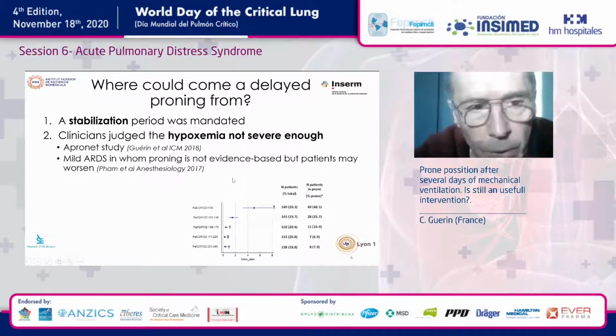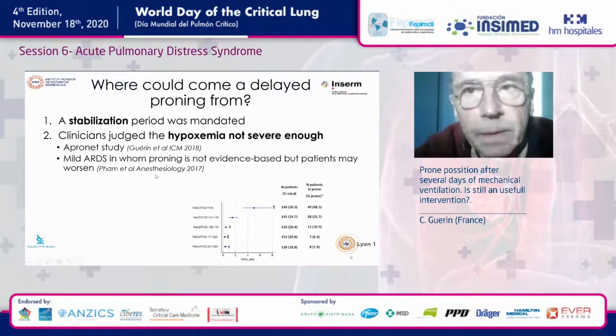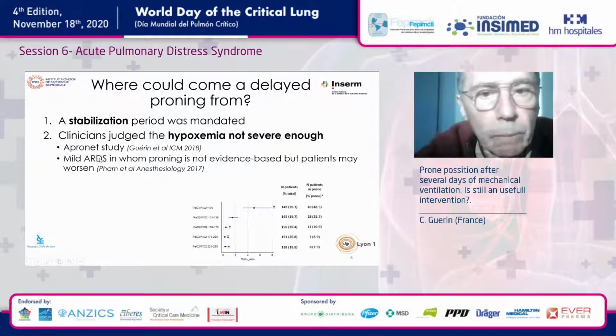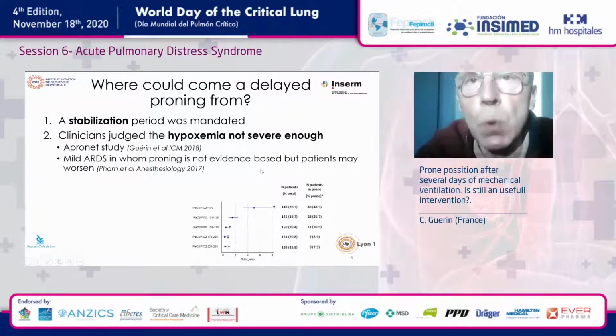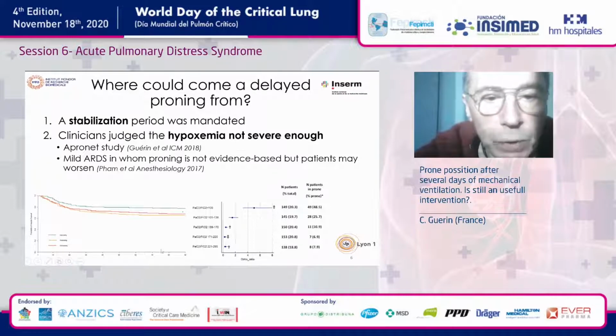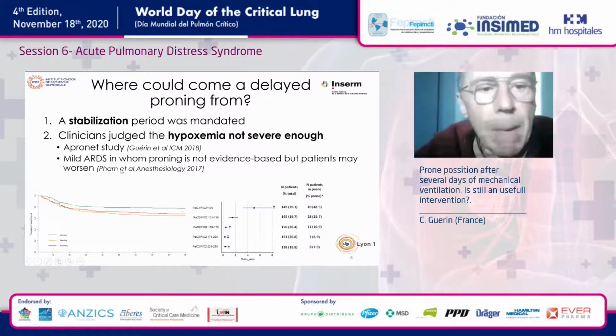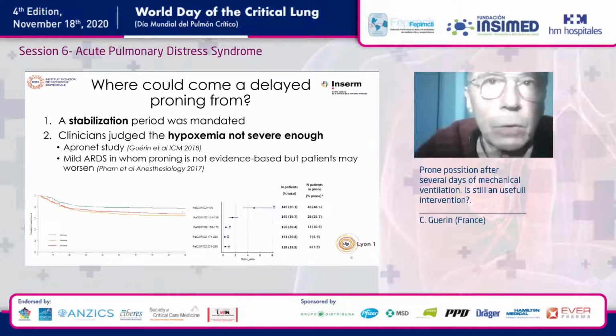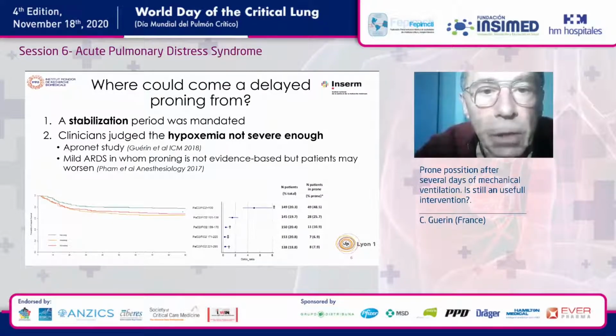However, we have this interesting study by Pham and co-workers, which is a sub-study of the LUNG SAFE study, showing that mild ARDS patients who did not improve, or even worsened during the first week, had a worse prognosis as compared to those patients who either did not worsen or even improved. So mild ARDS could benefit from proning, but it is not evidence-based. Based on this observation by Pham et al., we are going to start a new trial in France, testing the prone position versus supine position in those patients with a mild ARDS, in which there is no evidence for a beneficial effect of proning.